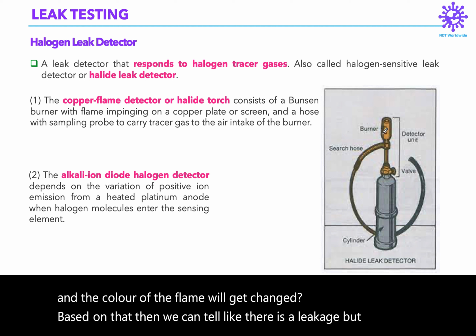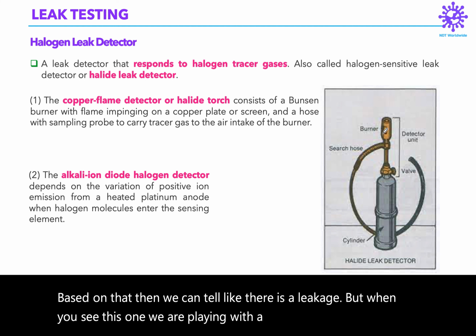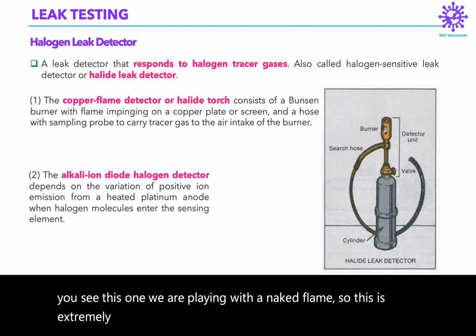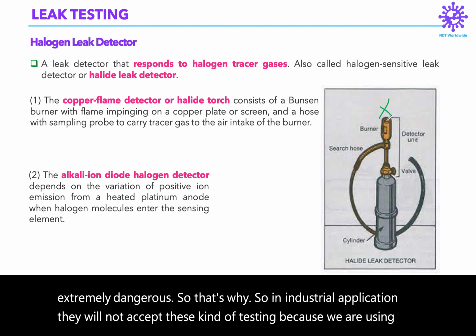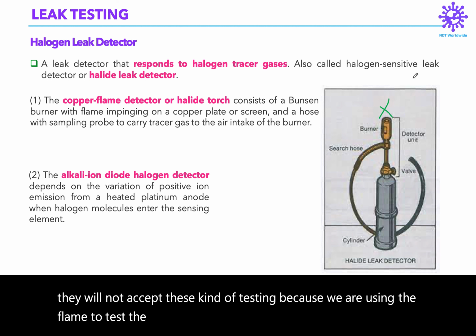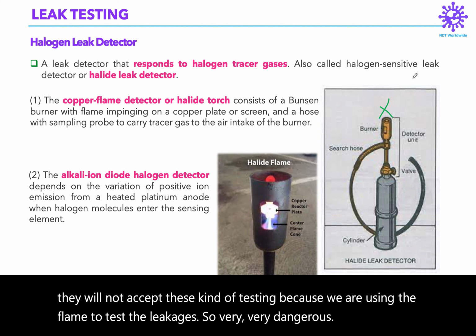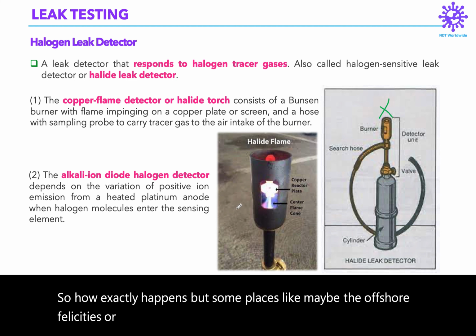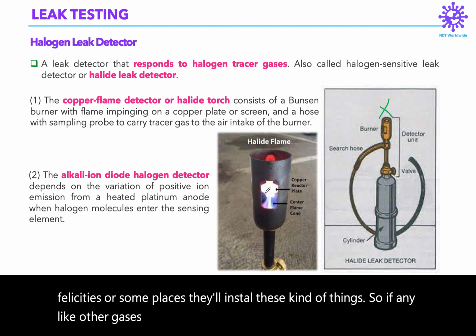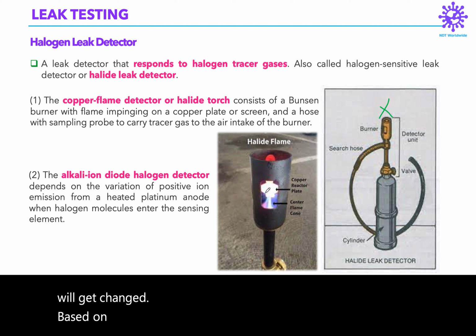But when you see this, we are playing with a naked flame, so this is extremely dangerous. That's why in industrial applications they will not accept this kind of testing, because we are using a flame to test for leakages. Very, very dangerous, right? But some places, maybe offshore facilities, will install this kind of thing. If any other gases interact with this flame, the color of the flame will change. Based on that, they can ensure there is a gas leakage.